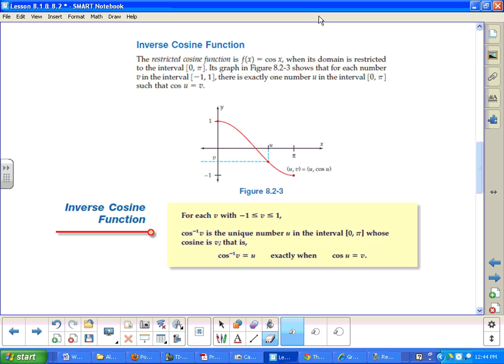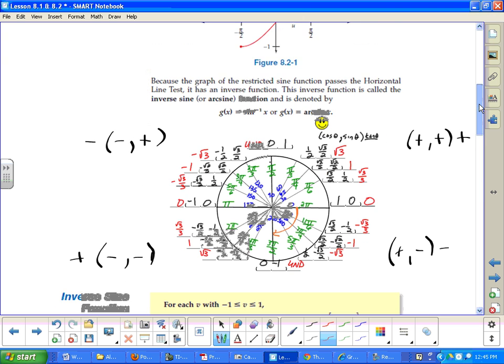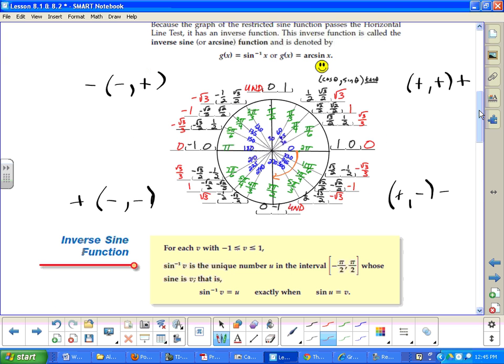Still, our domain, we're only going to go from negative 1 to 1, because that's what our range is for cosine. But our interval we're going to be working with is from 0 to pi with cosine. So we're talking about the top half of the unit circle. In the first quadrant, cosine's positive. In the second quadrant, cosine's negative. We have a continuous graph there that we're going to work with.